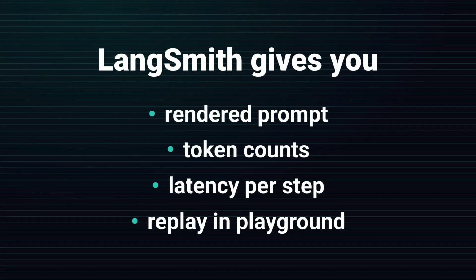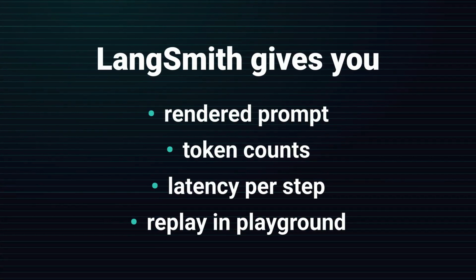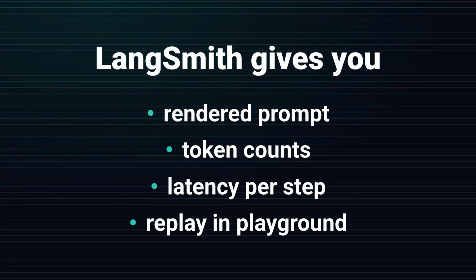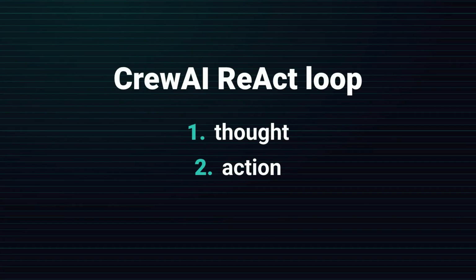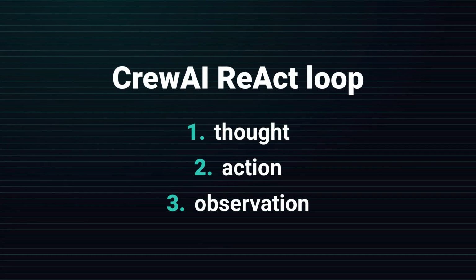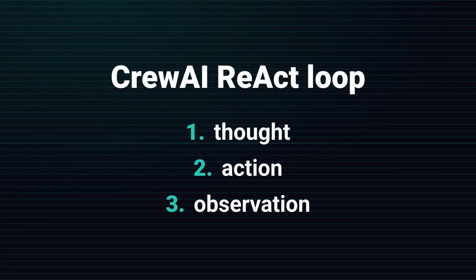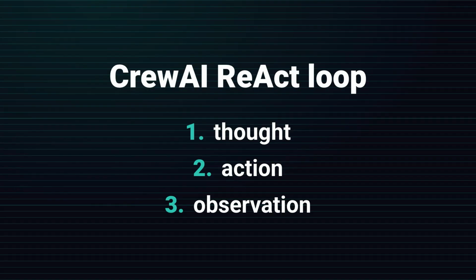CrewAI takes a different philosophy. Because it's built around roles and tasks, its observability is organized around agents collaborating rather than raw chain execution. Out of the box, you get verbose console output showing each agent's thought, action, and observation in that classic ReAct loop, which is genuinely readable when you have a researcher handing off to a writer handing off to an editor.